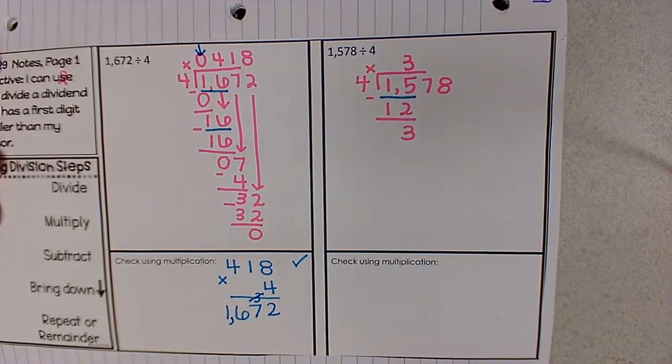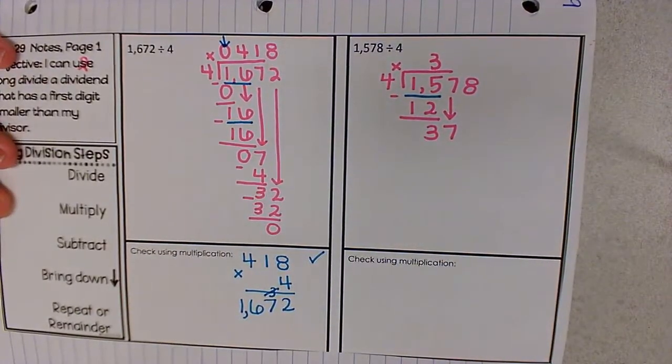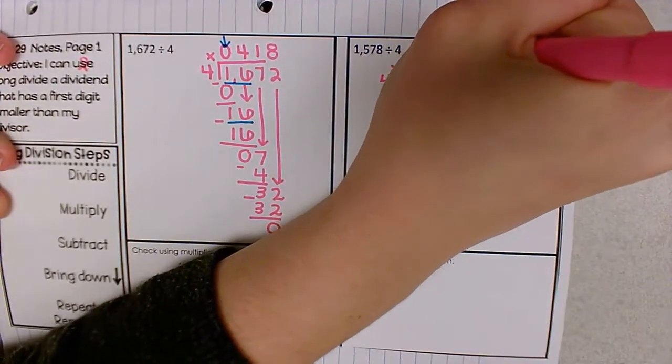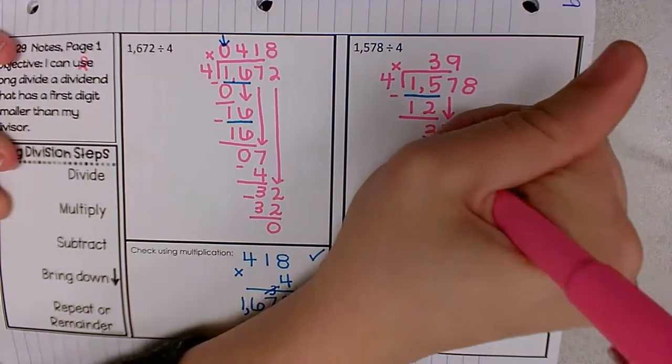Divide, multiply, and subtract. Bring it on down and bring it on back. Divide, 37 divided by 4. I can pull out 9 groups of 4 from that number without going over. Divide, multiply. 9 times 4 is 36.